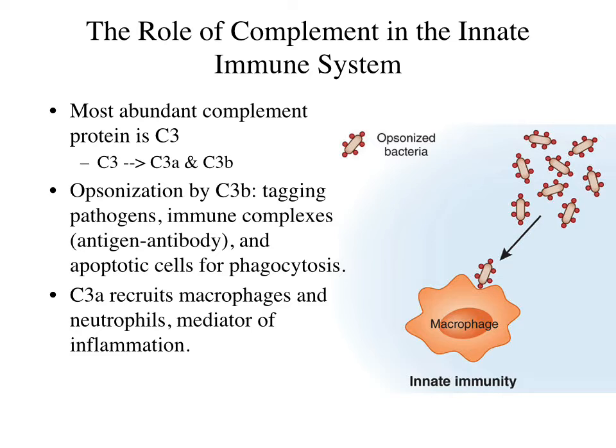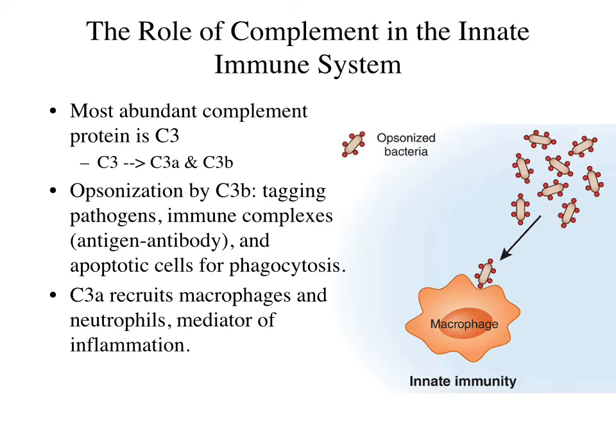So the complement system is composed in part of more than 20 soluble proteins that circulate in the blood. These proteins are activated through a proteolytic cascade to produce effector molecules that aid in the control of infection. It plays a role, as I said, in both the innate and the adaptive immune systems. Complement proteins are made primarily by the liver. The most abundant one is C3.